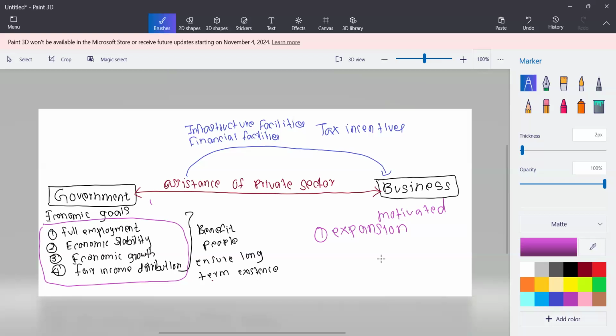Tell me, isn't the goal of the government's full employment getting achieved? Very good, Safa, very good.